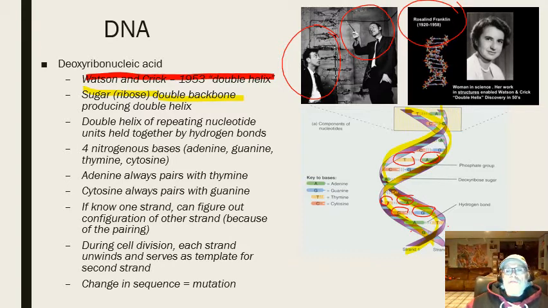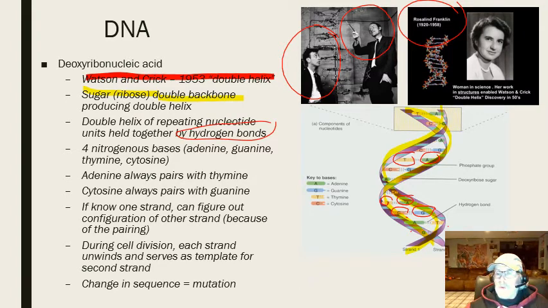So we have this sugar double backbone, two strands, and these nucleotides, or the nucleic acids, are bound together by hydrogen bonds. So hydrogen bonds are holding this. We know those nitrogenous bases are adenine, which binds with thymine, and guanine, which binds with cytosine. Adenine always pairs with thymine, cytosine always pairs with guanine. Remember that, remember that, remember that. Therefore, this is the beauty of DNA.